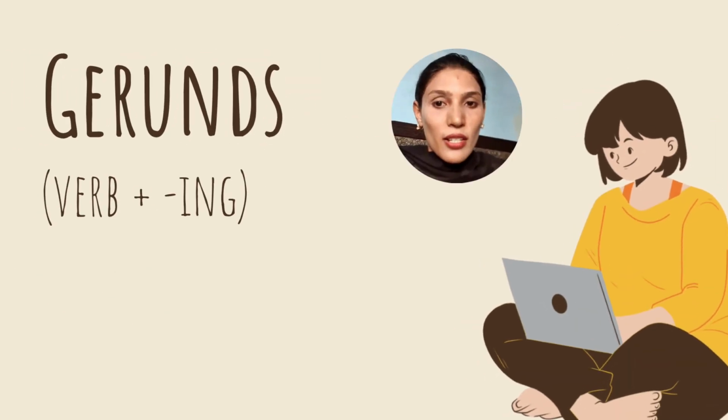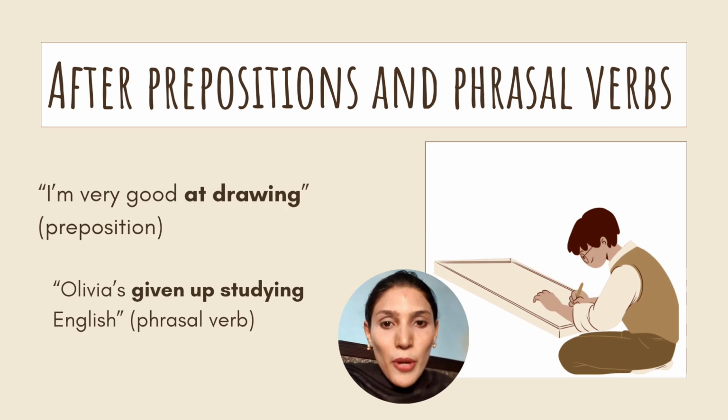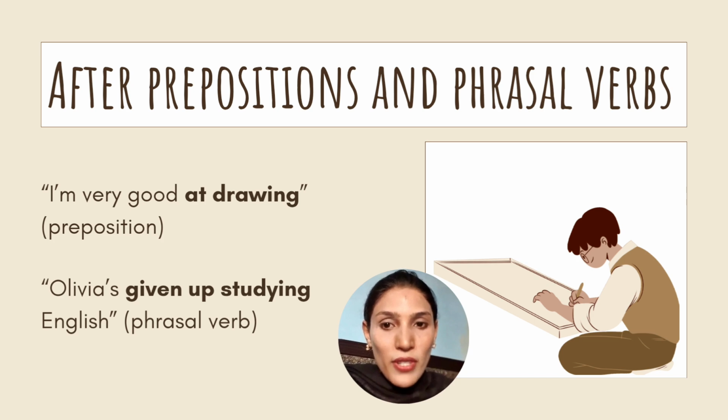What is gerund? Gerund is verb plus ing. When we use ing with a verb form, that is called gerund. After preposition and phrasal verbs: I am very good at drawing. What is preposition in this sentence? At is preposition. Verb form draw with ing. Drawing is gerund in this sentence. I hope by the help of this simple example, now you will be able to understand what is gerund.